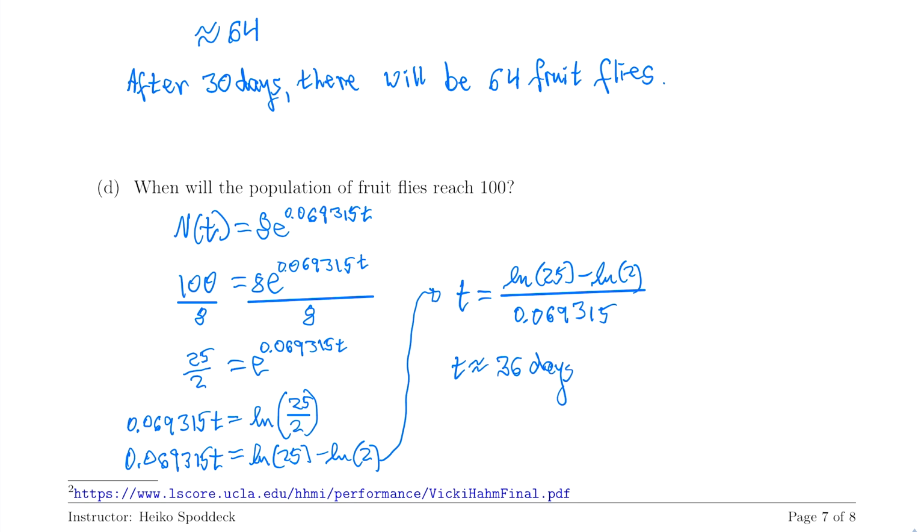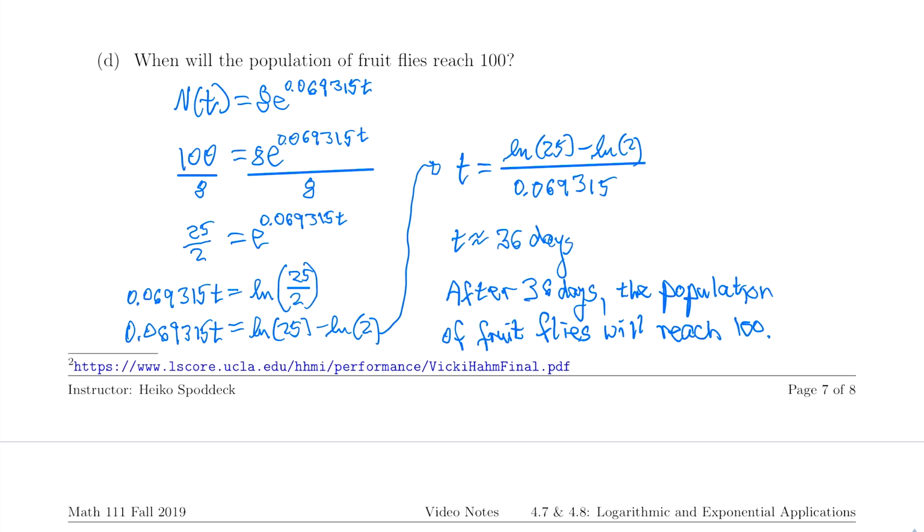That makes sense because after 30 days we had 64 fruit flies. Now if we double that again, we would have 40 days, so 10 days more, right? 40 days, 128 fruit flies. So 100 is a little less than that, and so it would be somewhere in the middle between 30 days and 40 days. So after 36 days, the population of fruit flies will reach 100.